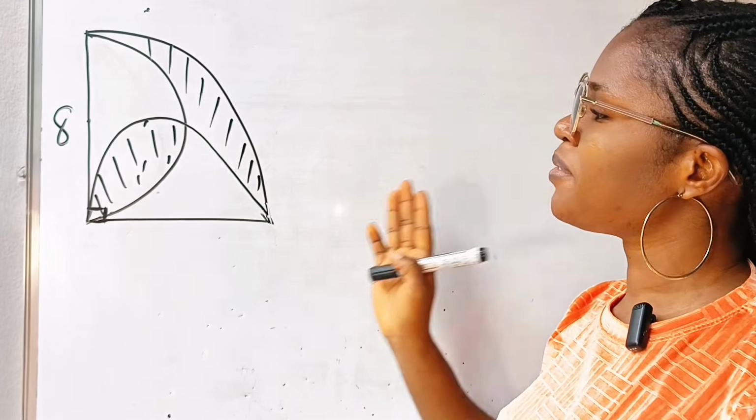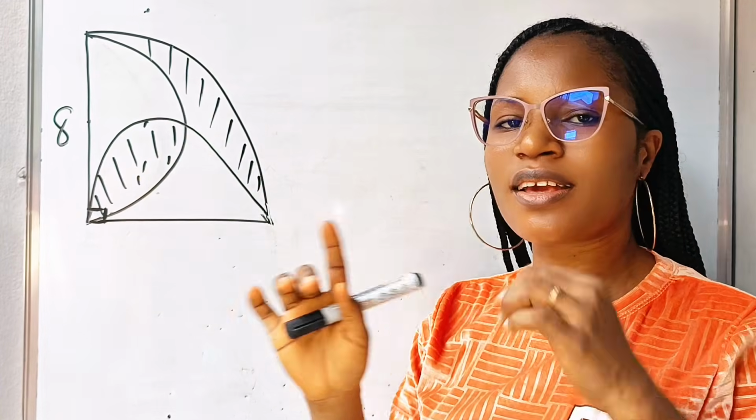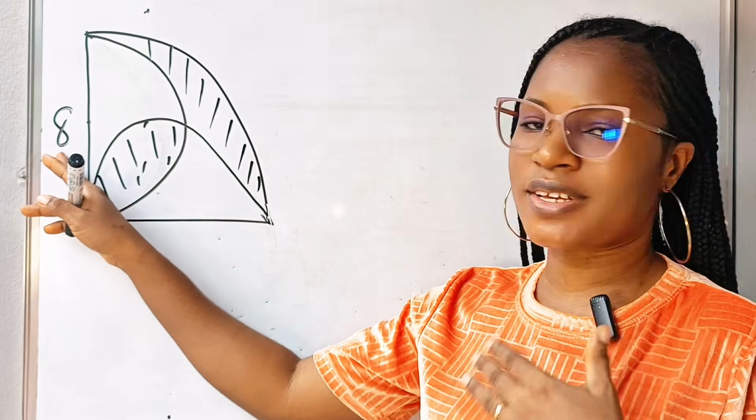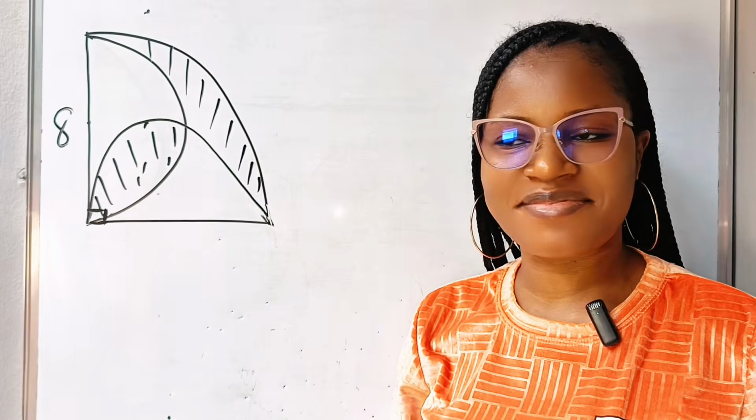Hi, will you be able to find the area of the shaded portion if and only if the only given information is 8? That is, the length from here to here is 8.